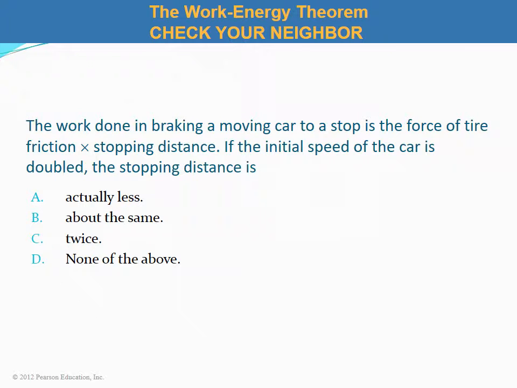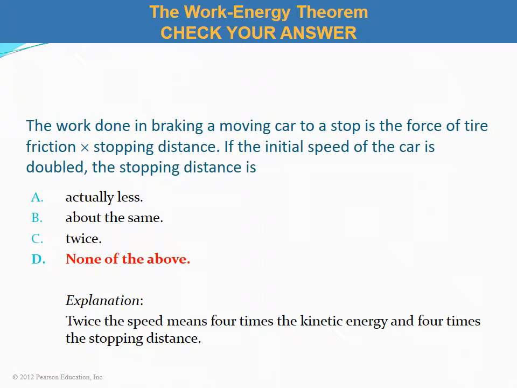The work done in braking a moving car to a stop is the force of tire friction times the stopping distance. If the initial speed of the car is doubled, the stopping distance is A, actually less, B, about the same, C, twice, D, none of the above. The answer is D, none of the above. Twice the speed means 4 times the kinetic energy and 4 times the stopping distance.